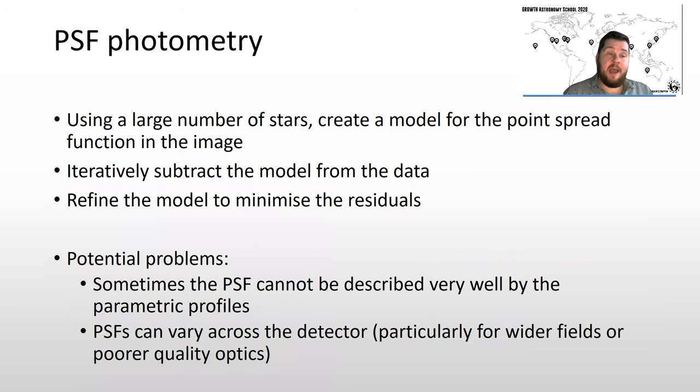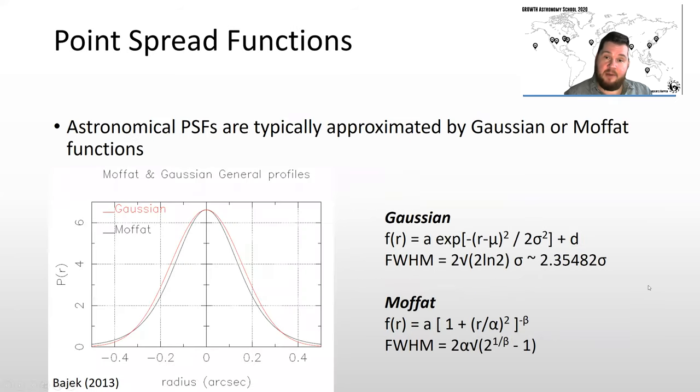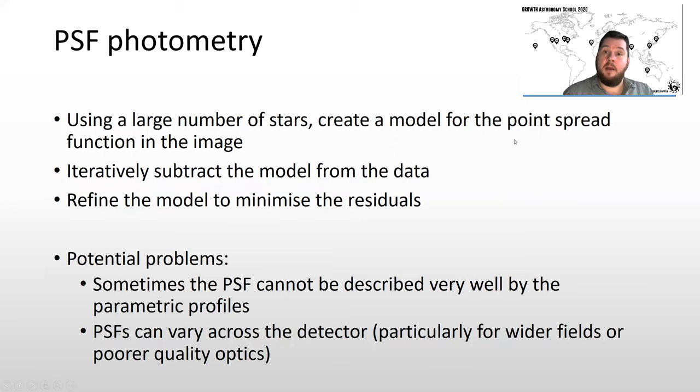So how does PSF photometry work? Basically, the technique is thus. We use a large number of stars, like in the image I showed you before, and we create a model of the point spread function in the image. We have functions here with many parameters, and we modify those parameters to best fit the data. We can subtract this model from the data and see how well we did. We're following a minimization technique. Then we refine the parameters in our Gaussian function or our Moffat function to minimize the residuals. We can do this iteratively to improve the result.